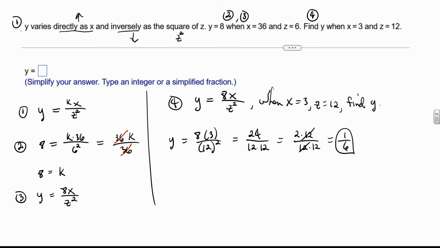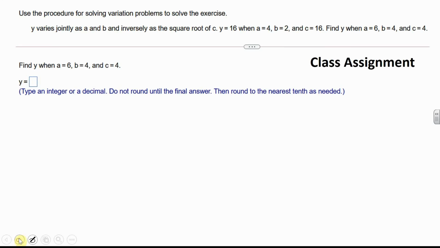Okay, so now let's work some more problems. All right, I give this one for you. So this is one of those joint ones. So it says y varies jointly as a and b, and then inversely as the square root of c. So make sure that first step we get that right. We want to be able to write that equation out.